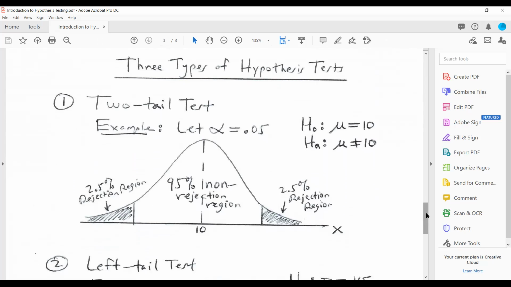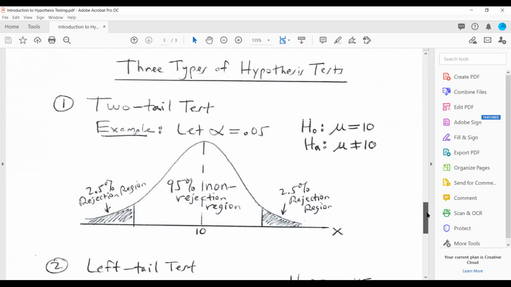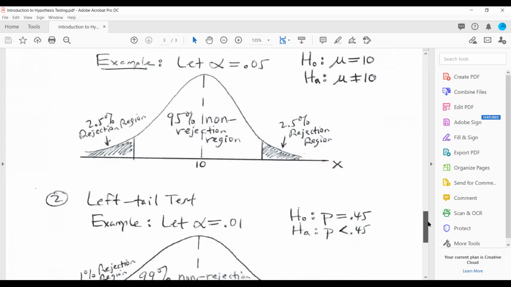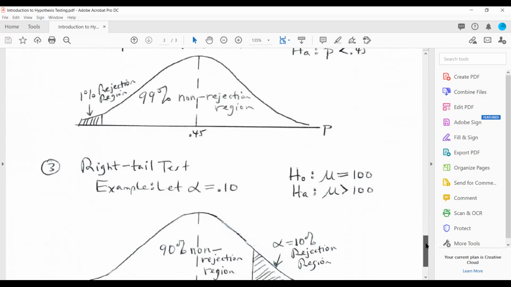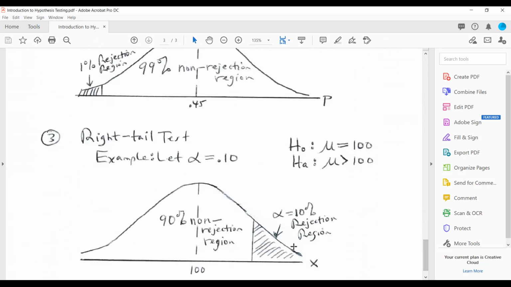There are three types of tests. The first is called the two-tailed test. Now, she called what I call the left tail test the lower tail test, but to me it means the same thing. I'm just referring to the left tail. And the other type of test is the right tail test, which she called the upper tail test, which is the tail on the right.